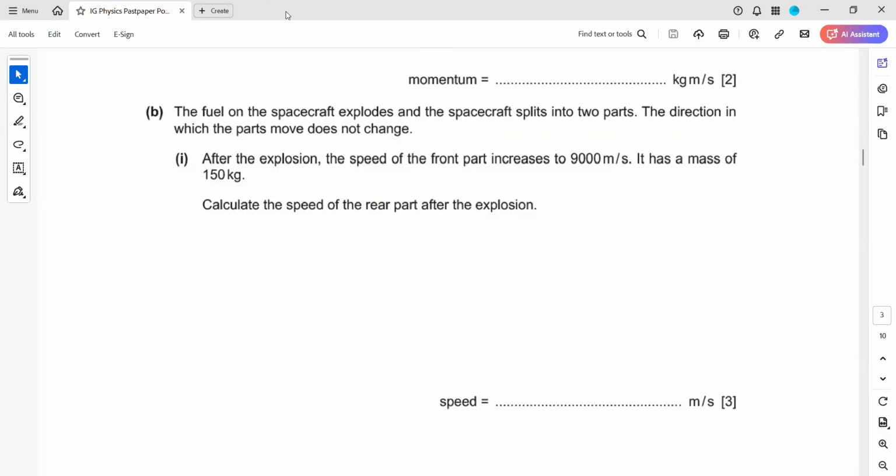The fuel on the spacecraft exploded and the spacecraft split into two parts. The direction in which the parts moved does not change. After the explosion, the speed of the front part increases to 9,000 meters per second and it has a mass of 150. Calculate the speed of the rear part after the explosion. How will you work it out? You have to use conservation of momentum. Whenever an explosion or collision occurs, you always use conservation of momentum.